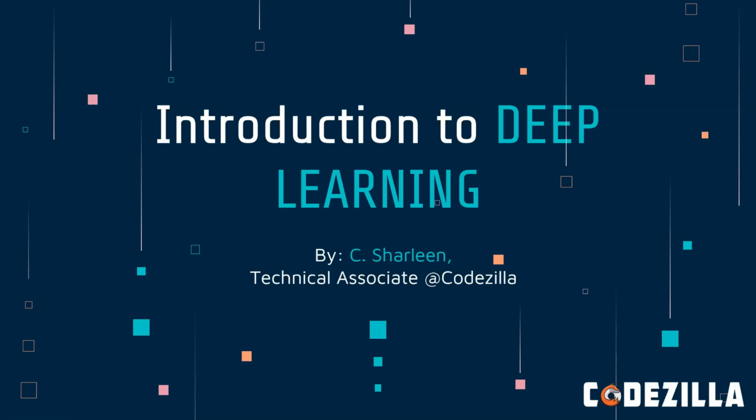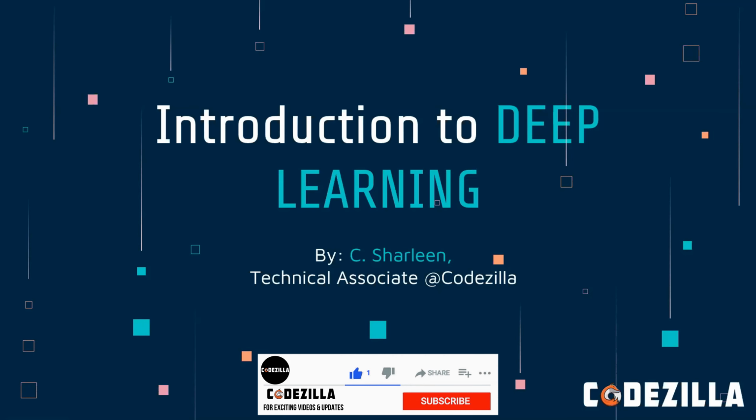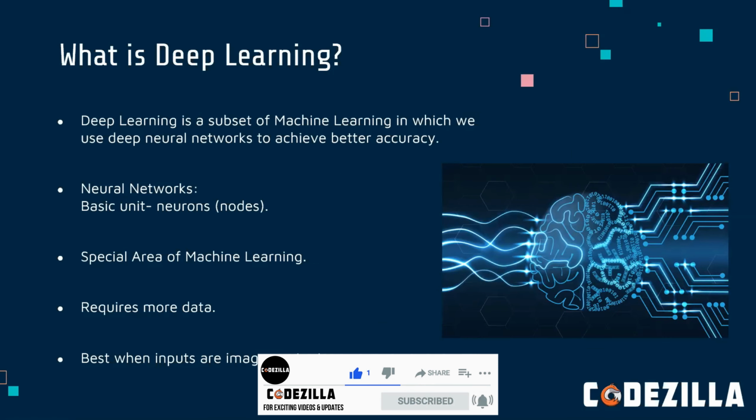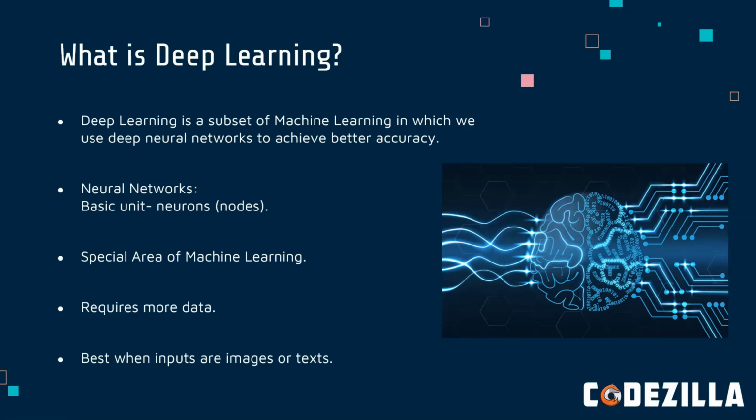So I'll be talking about introduction to deep learning today. It is a subset of machine learning. So what is deep learning? Deep learning uses an algorithm called neural networks, which are loosely inspired by biological neural networks in human brains. Neurons, also sometimes called nodes, are the basic unit of neural networks.